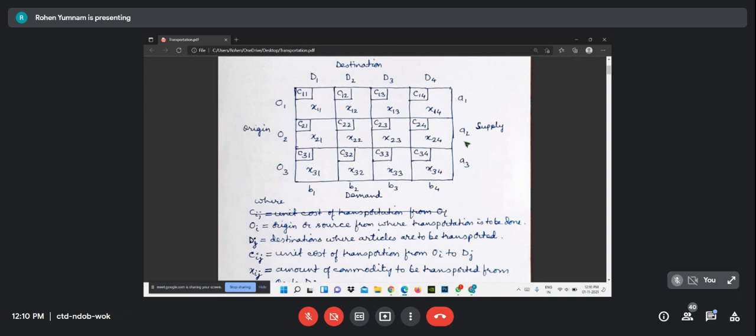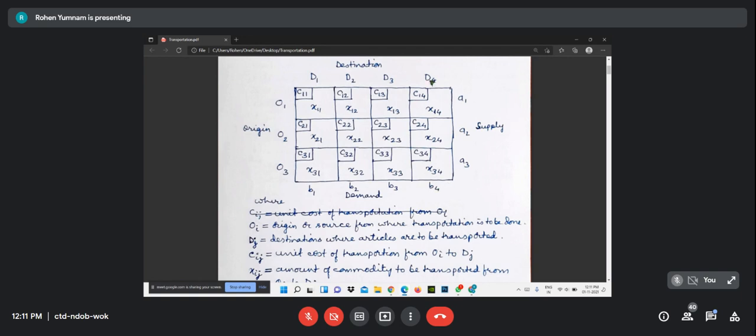And then again, A1, A2, A3 are there, and B1, B2, B3, B4 are there. These are called supply, and these are called demand. A1 means whatever is available in O1; it is the supply. A2 is from O2, A3 is from O3. And B1 is the demand by D1, B2 is the demand by D2, B3 is the demand by D3, B4 is the demand by D4.